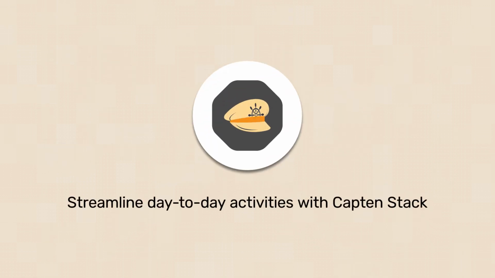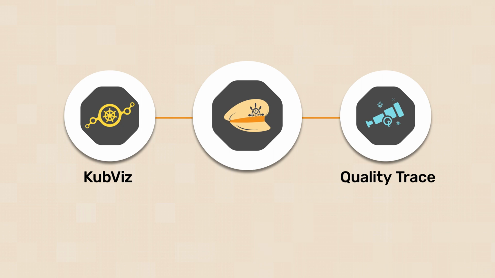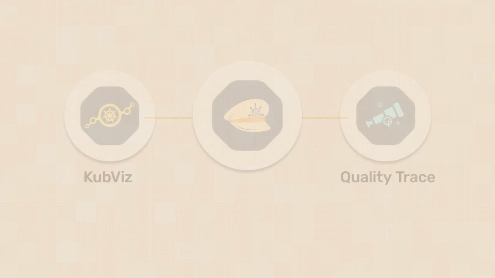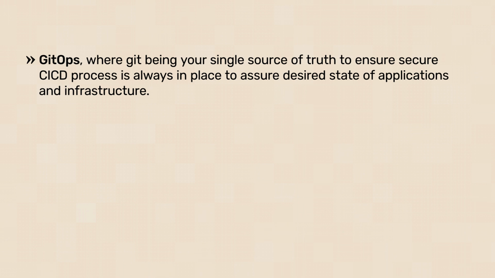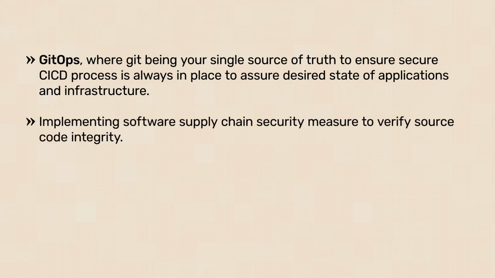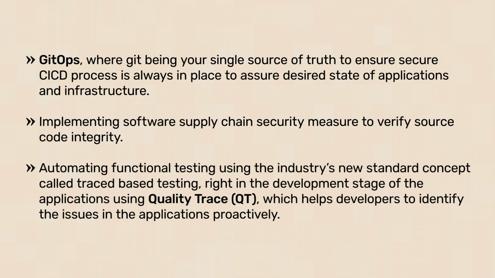In today's demo, we will be showing how day-to-day engineering activities can be streamlined using the core components of Capten Stack. At a high level, Capten provides GitOps, where Git is your single source of truth to ensure a secure CI/CD process is always in place to assure the desired state of applications and infrastructure, implementing software supply chain security measures to verify source code integrity, and automating functional testing using the industry's new standard concept called trace-based testing, right in the development stage of the applications using Quality Trace, QT, which helps developers to identify the issues in the applications proactively.